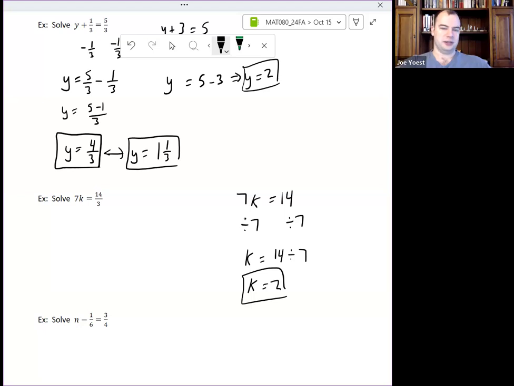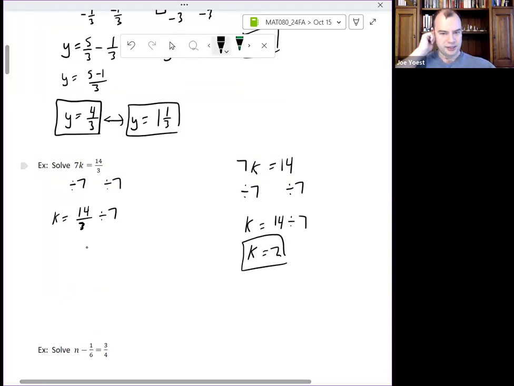If I have 7k equals 14 thirds, well, again, the strategy is just the same. The details, the tactics might be a little bit different. The simplification might be a little bit more complicated because I've got some fractions, but the overall strategy is the same. I have a number multiplying my variable. I divide both sides by that number. And I have k equals 14 thirds divided by 7. Now I've got to simplify that right-hand side. I've done the difficult algebra part. Now I just have to do the fraction simplification.